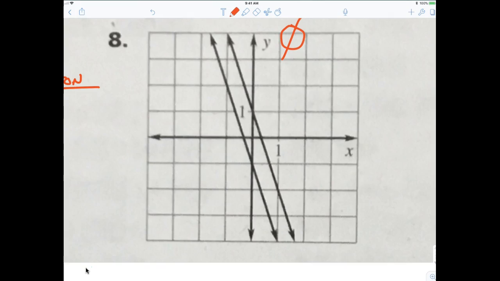Drew, you ready? You getting charged up? Is that what you're doing? Yeah, I'm charging it. All right.